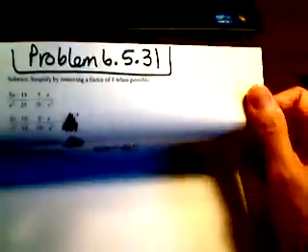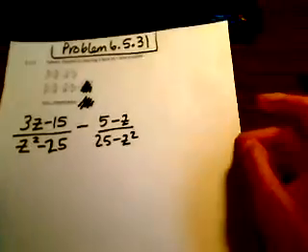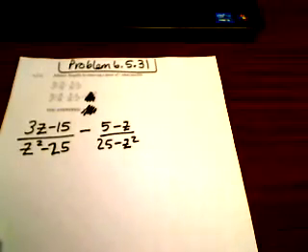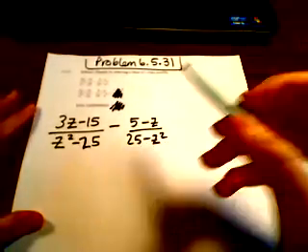Okay, so this is problem 6.5.31, and they ask us to subtract, and we have 3z minus 15 minus the 5 minus z in the numerators, and then we have these denominators here.